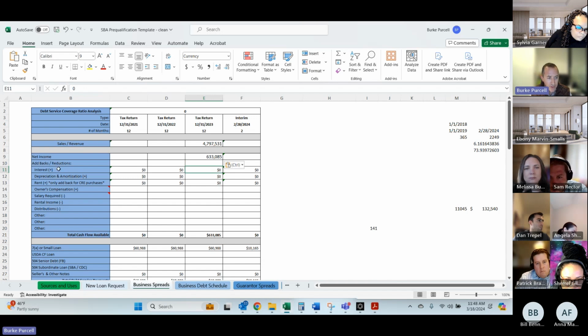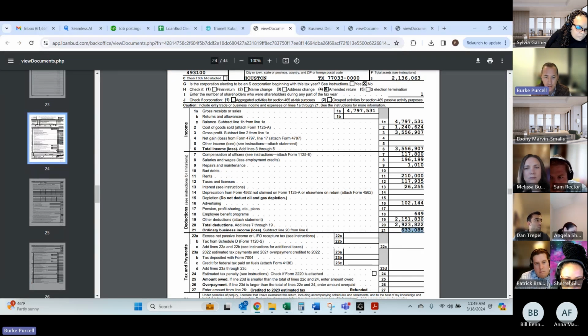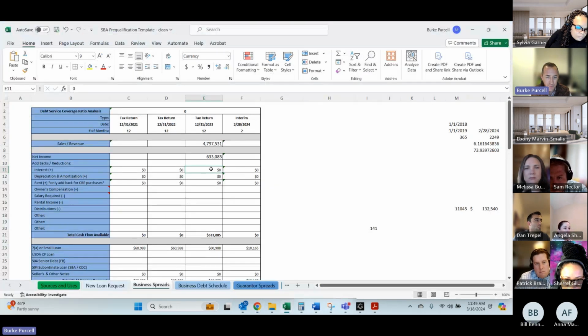Now I can add back my interest and depreciation. I'm only going to add back rent if it's a CRE purchase. So I'm really just looking for the interest, depreciation, and amortization. In this case, they've got $26,000 in interest.